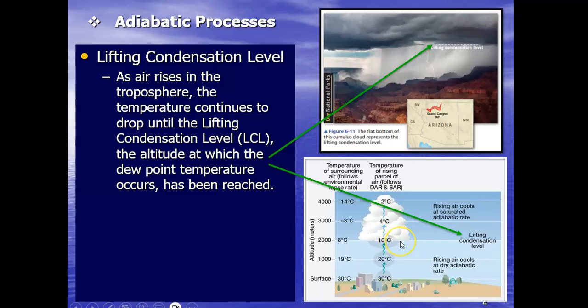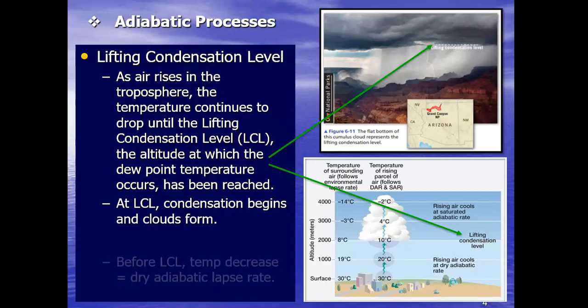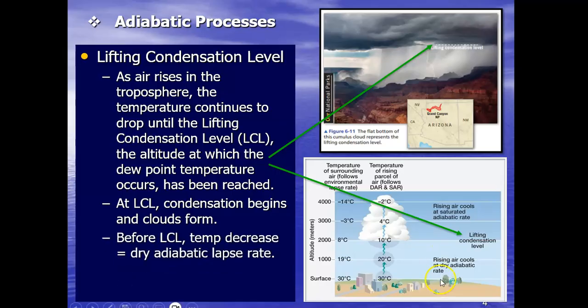to 10 degrees Celsius. In this particular example, the lifting condensation level, which could also be referred to as the point at which 100% relative humidity is reached, or the dew point temperature, is where condensation begins and clouds will form. And again, up until that point, you are using the dry adiabatic rate of 10 degrees Celsius per 1,000 meters.